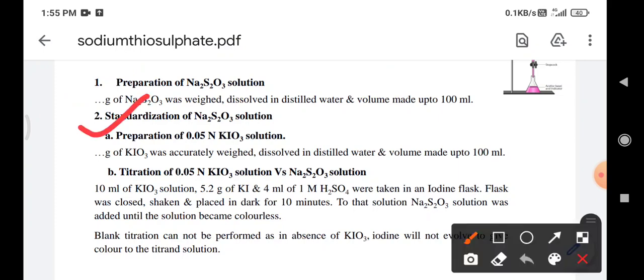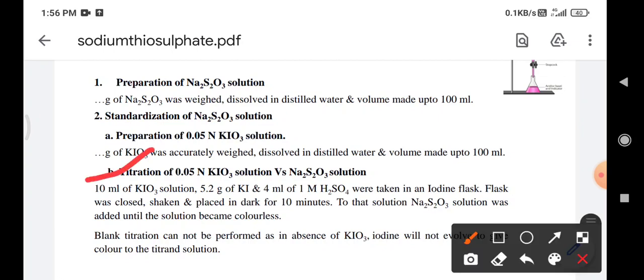In the second step, we can perform the standardization of the sodium thiosulphate, for which we can prepare 0.05 normal KIO3 solution, and for this preparation we can accurately weigh the amount of KIO3 which is dissolved in the distilled water and volume made up to 100 ml. The amounts of KI and sodium thiosulphate in grams, we can calculate in the calculation further in the video.